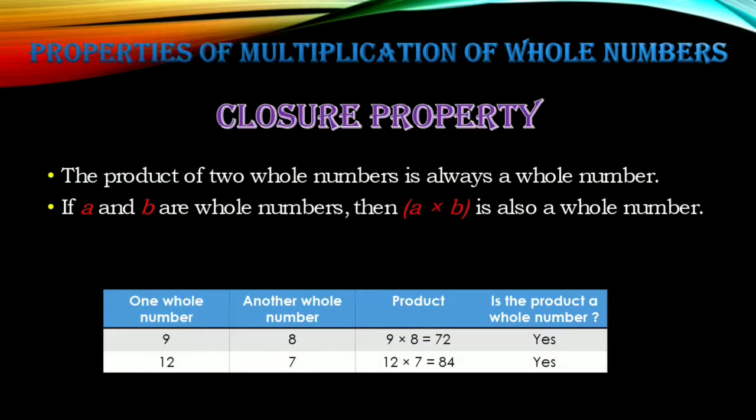In the second case, 12 and 7 are two whole numbers and their product is 84. Is 84 a whole number? Yes, 84 is a whole number. This states that the product of two whole numbers is always a whole number.